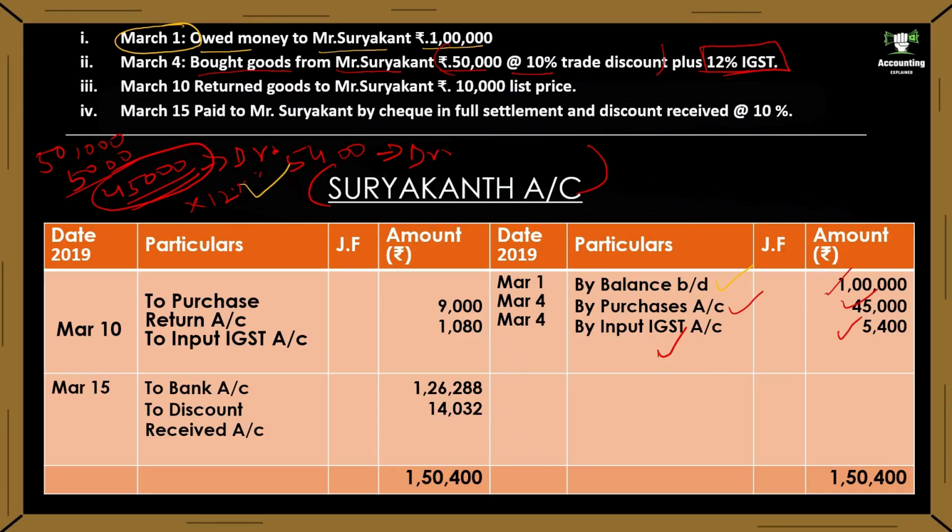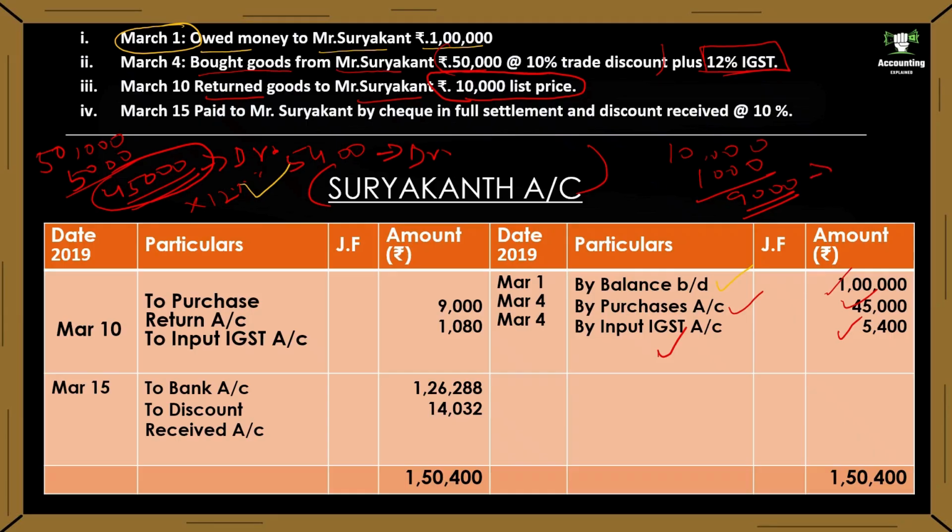Next, returned goods to Mr. Suryakant rupees 10,000 list price. List price means that is the original price before the trade discount. So we have to take the trade discount part out because trade discount is not taken into the books of accounts. Okay, so 10,000 trade discount is how much? 10%. 10% of 10,000 is 1,000. So you have to take only 9,000 rupees as purchase return.